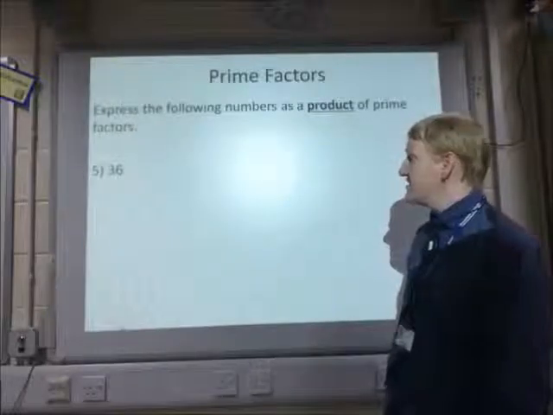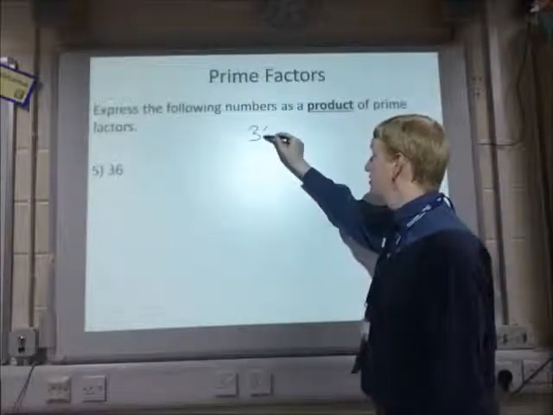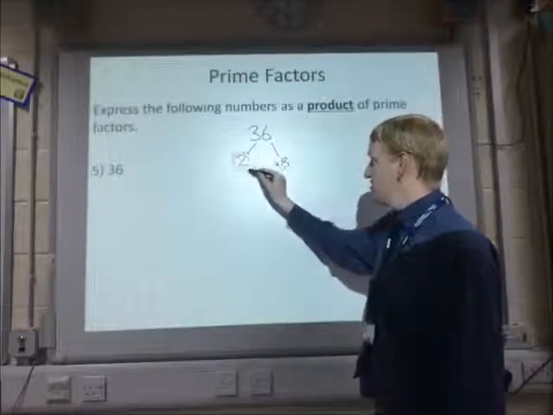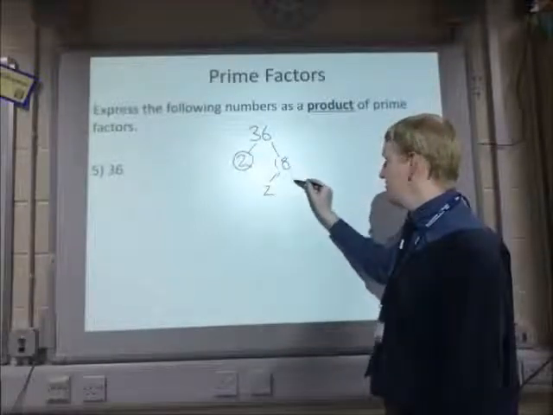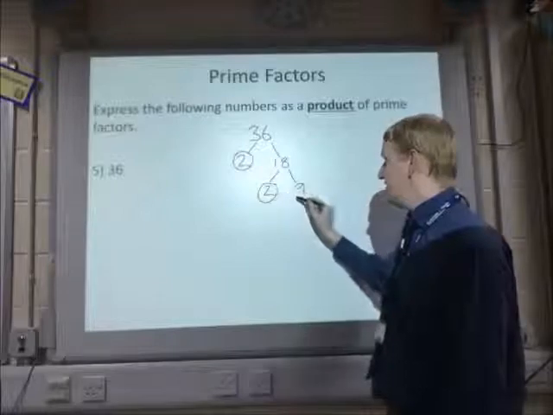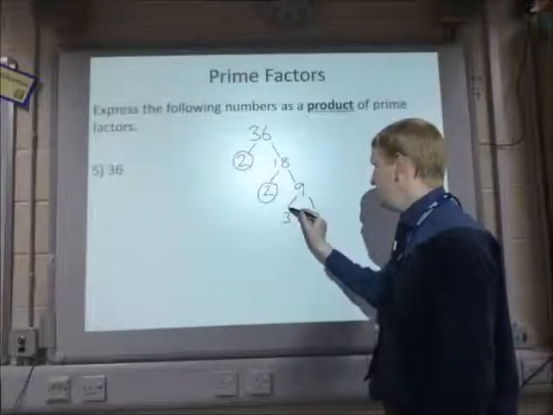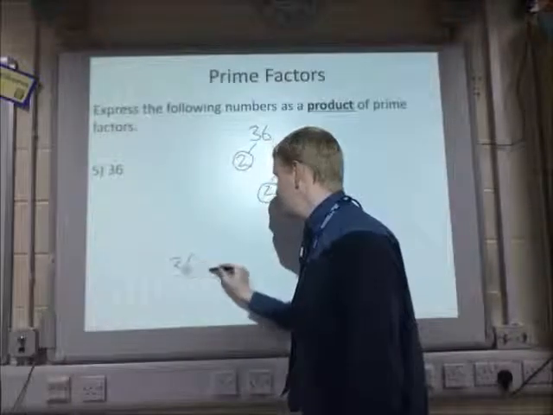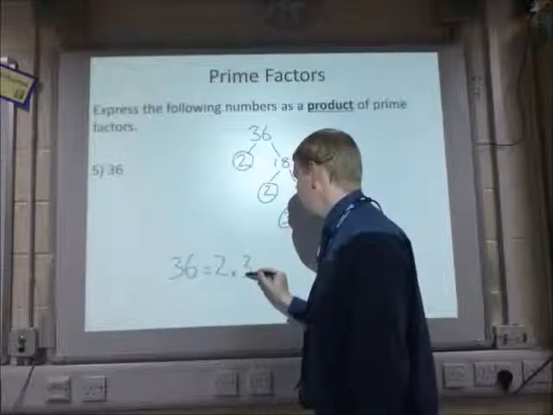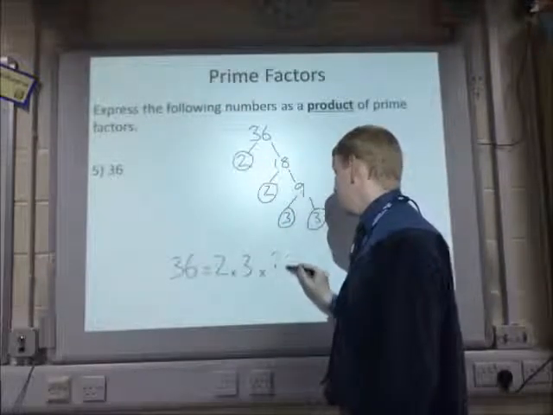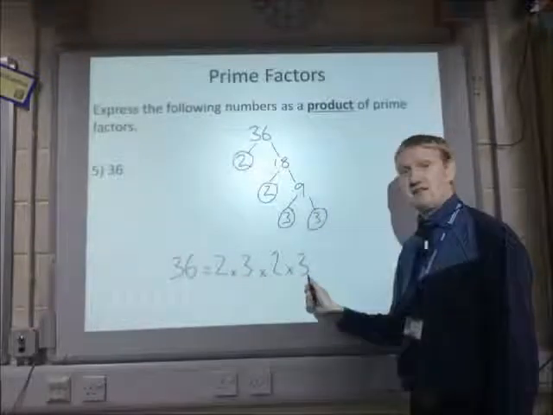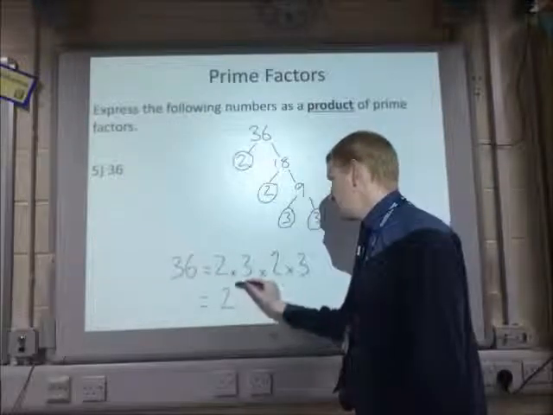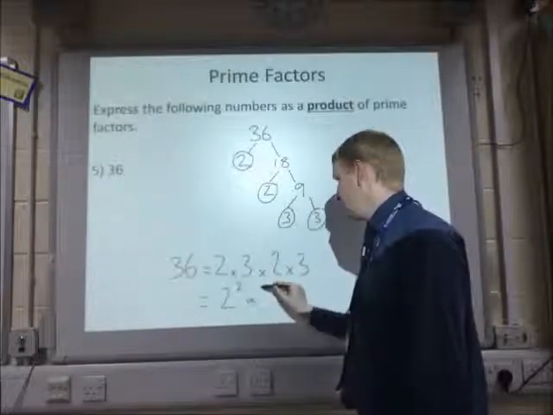Final example is 36. So for 36, just keep on doing as we were doing earlier. That's 2 times by 18. 2's prime. 18 you can write as 2 times by 9. And the 9 you write as 3 times by 3. So for this one, we should get 36 is equal to 2 times 2, so times 3 times 2 times 3. It doesn't matter what order these numbers go in, and we could simplify that. 2 times 2 is 2 squared, and 3 times 3 is 3 squared.